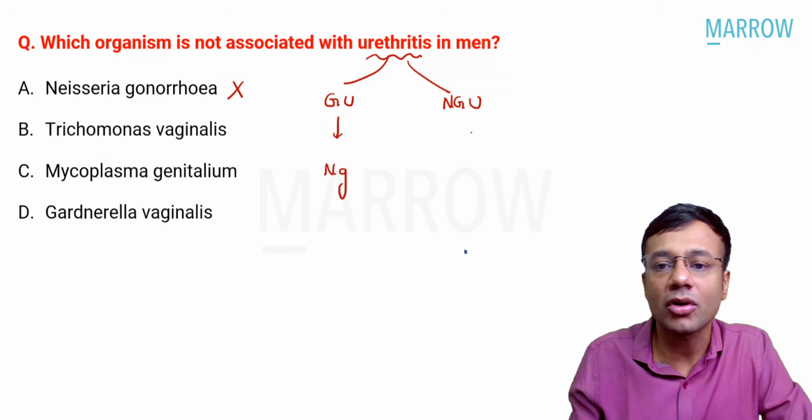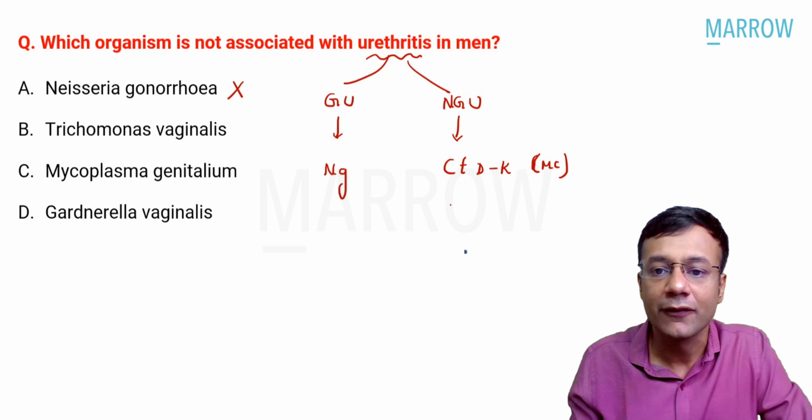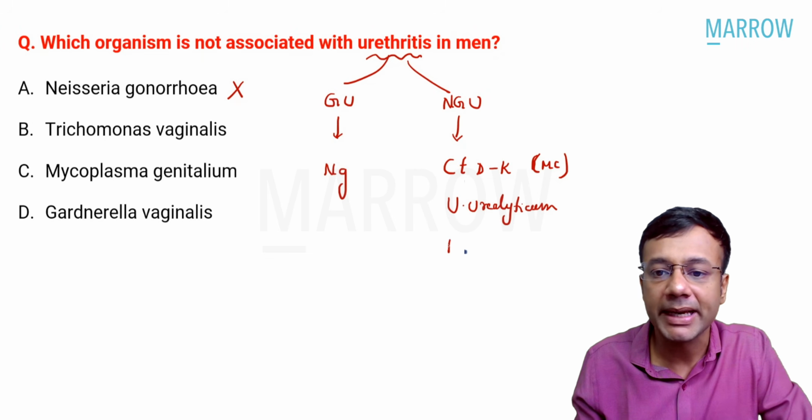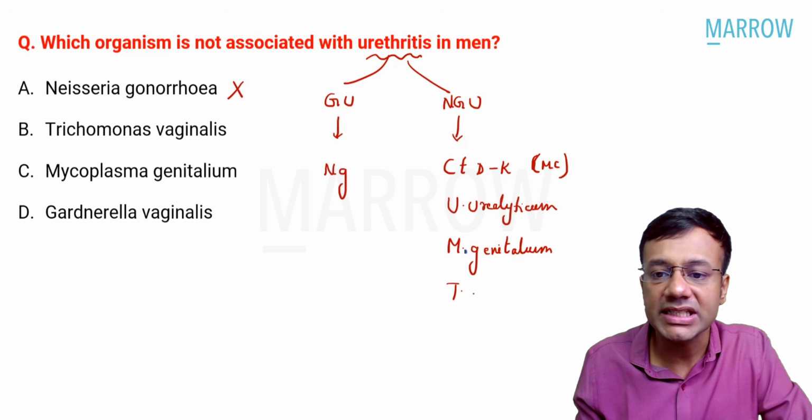When we look at non-gonococcal urethritis, we have Chlamydia trachomatis D to K serovars. This is the most common organism producing non-gonococcal urethritis, followed by Ureaplasma urealyticum, Mycoplasma genitalium, Trichomonas vaginalis.